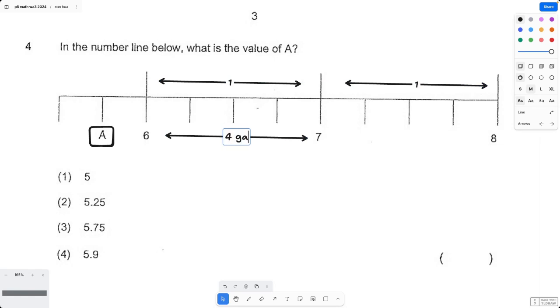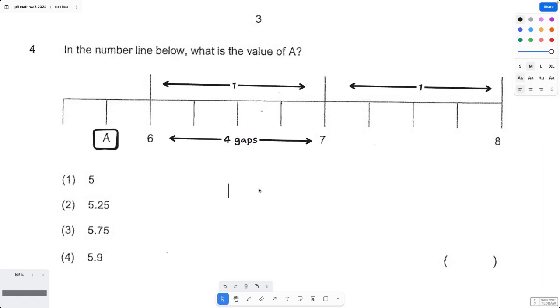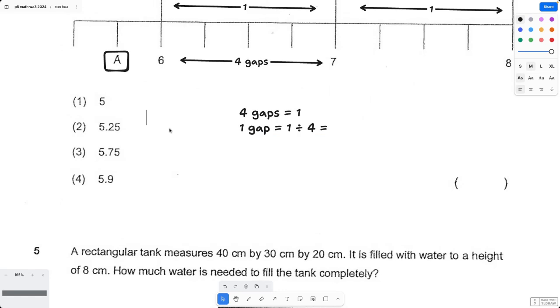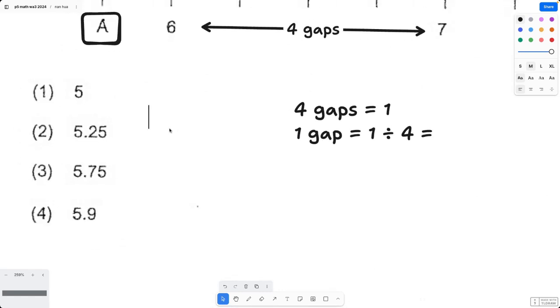So 4 gaps, right? That means if you were to write it down, 4 gaps is equal to 1, so 1 gap is equal to 1 divided by 4. What would this give us? If you want to find the decimal, you can divide 1 by 4. For me, I usually like to use fractions to help me calculate this. So 1 over 4, if you've done this before, then you probably know the answer.